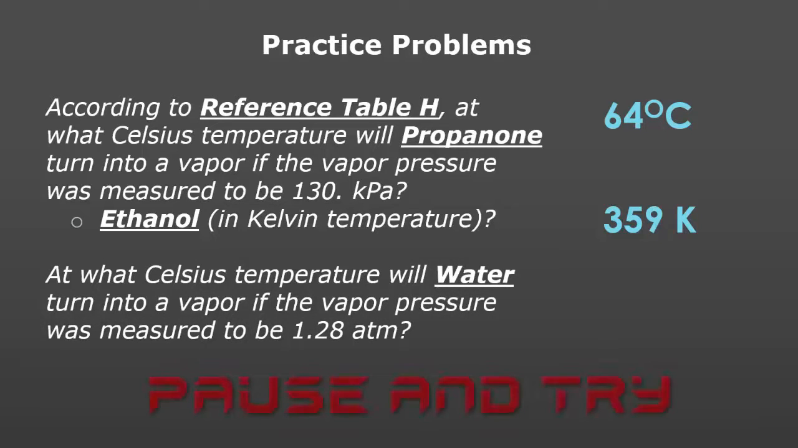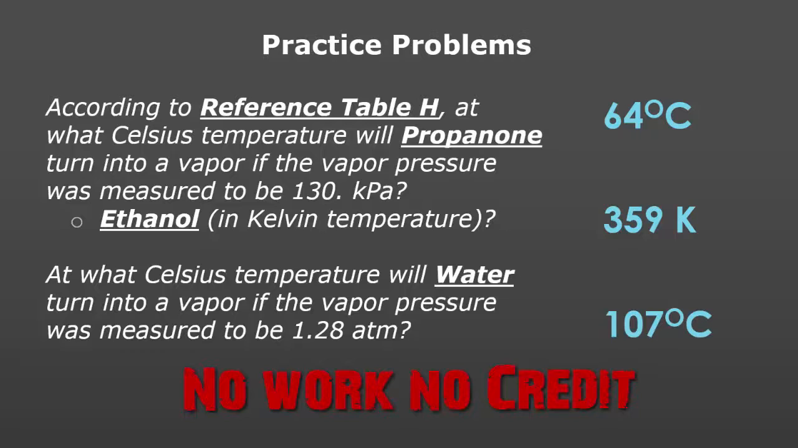At what Celsius temperature will water turn to a vapor if the vapor pressure was measured to be 1.28 atmospheres? You may need to convert 1.28 atmospheres into kilopascals before you do this. You should have gotten 107 degrees Celsius. Remember, you take 1.28 atmospheres, and since 1 atmosphere is equal to 101.3 kilopascals, you're going to multiply 1.28 by 101.3.